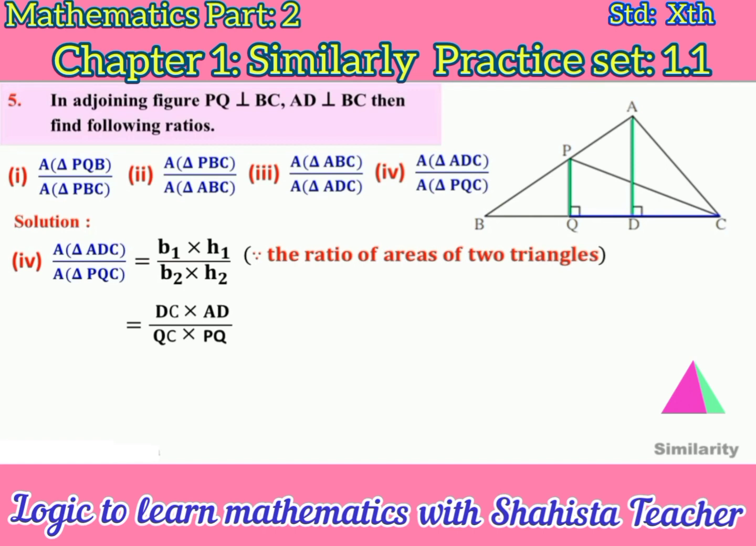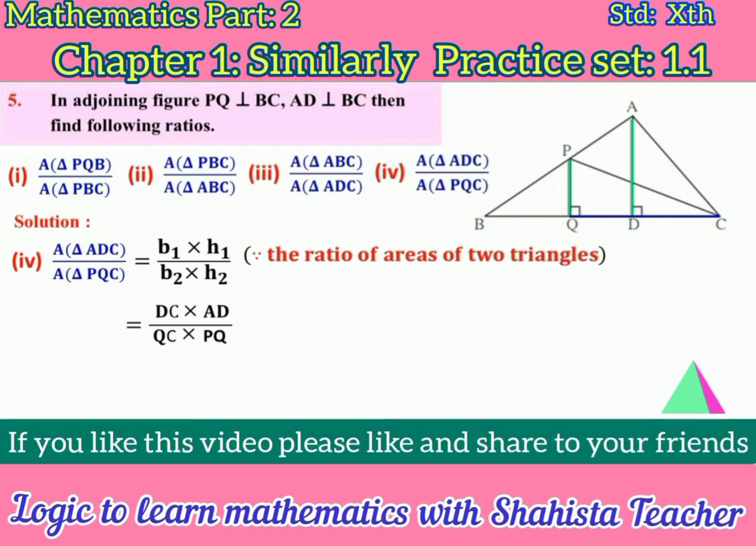So area of triangle ADC upon area of triangle PQC is equal to DC multiplied by AD upon QC multiplied by PQ. So simple and easy to solve all this portion of question number 5. Now your task is to solve all these questions 1, 2, 3, 4 and 5 of practice set 1.1 in your Maths 2 notebook. Is that clear, my dear students? And if you find any difficulty in any sums, you can ask me your doubt.